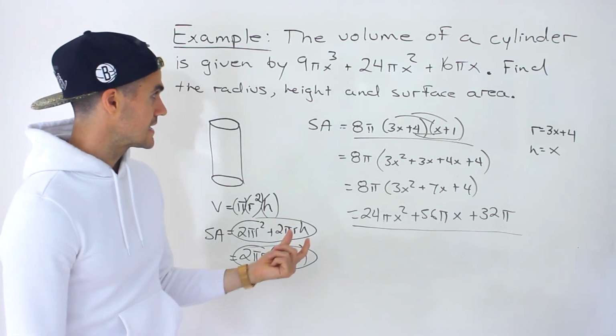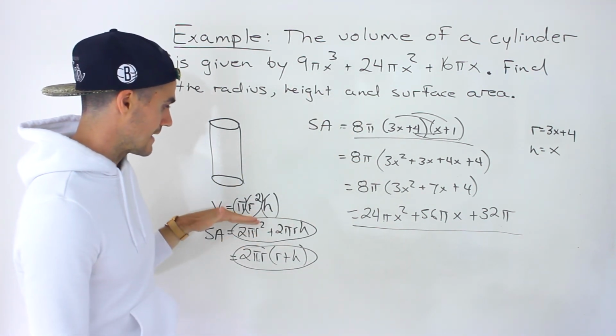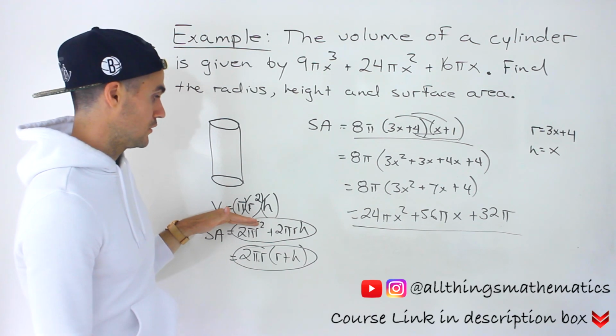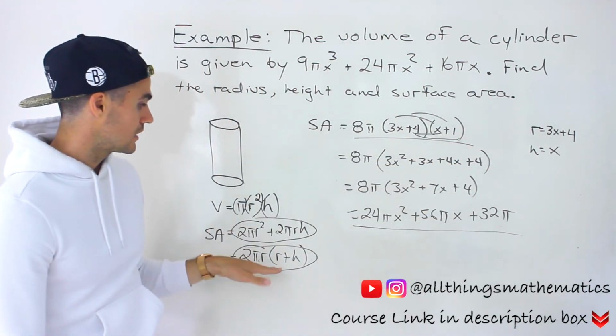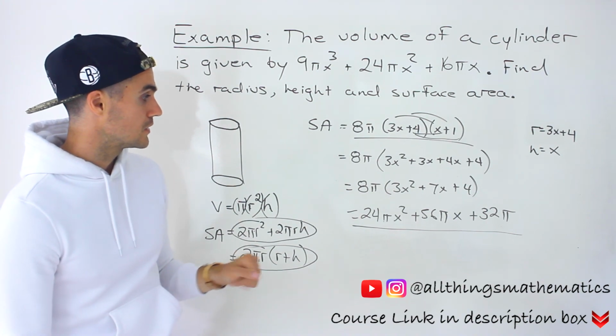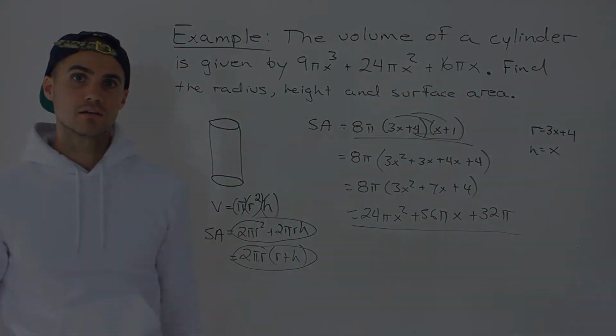The biggest thing is taking this initial expression and factoring it so it's in that volume formula format, so then you can get the radius and the height easily. Then you just plug them into the surface area formula and get both respective formats.